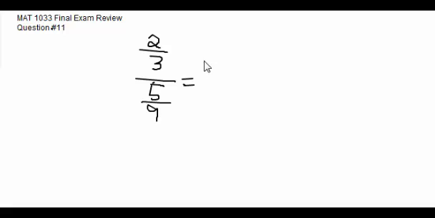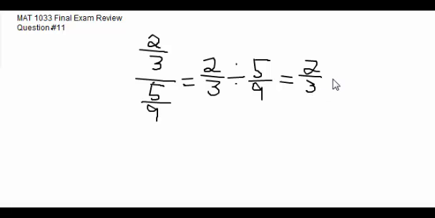So we've got 2/3, and it's divided by 5/9. And now you've got to go reach into the recesses of your brain and remember how to divide fractions. You keep the first one the same, and you flip the second one over, and you change it to multiplication. Okay, that's the process we use to divide fractions.